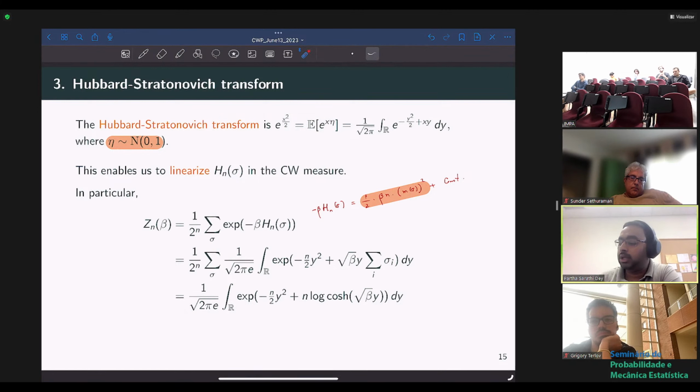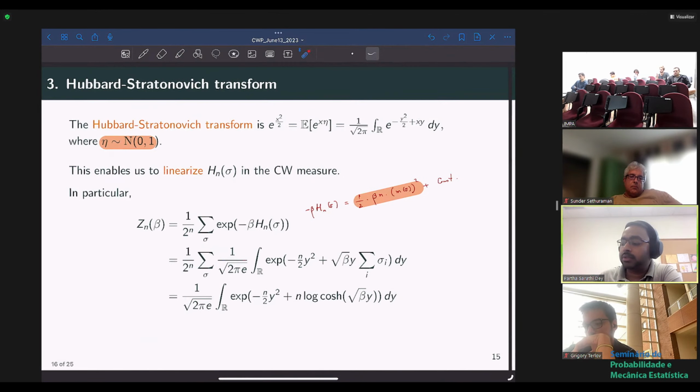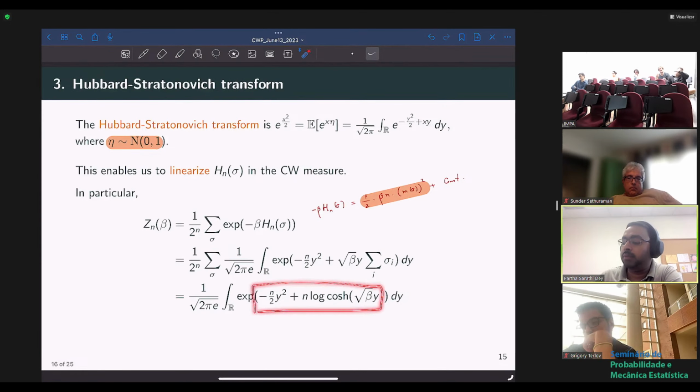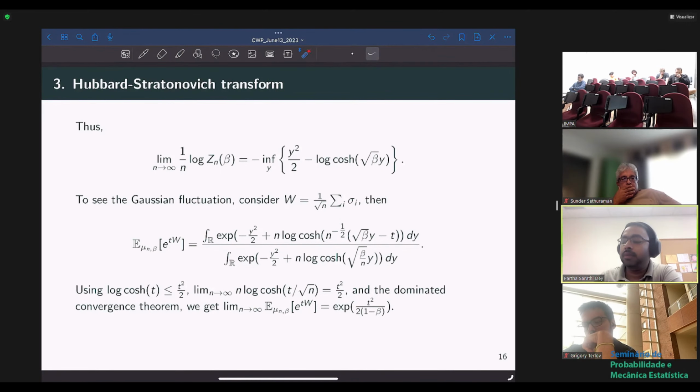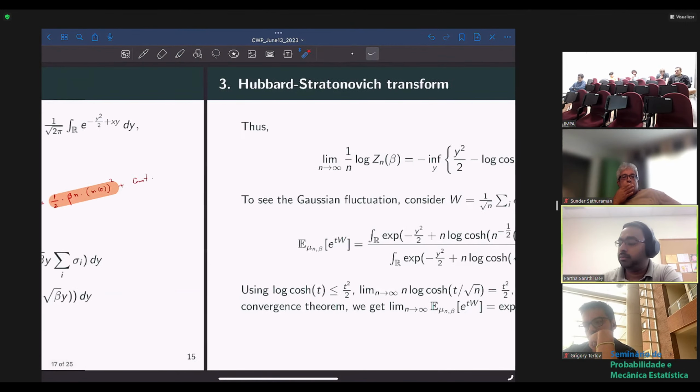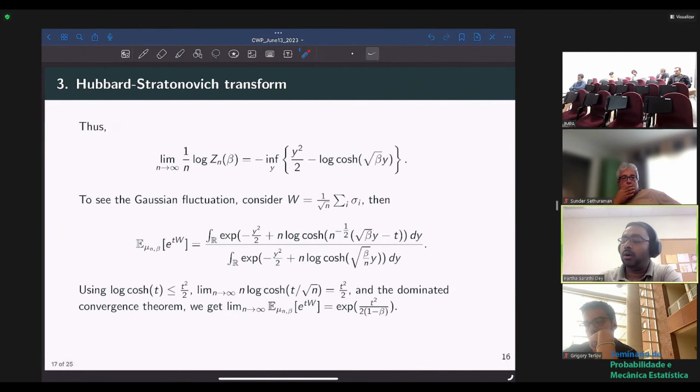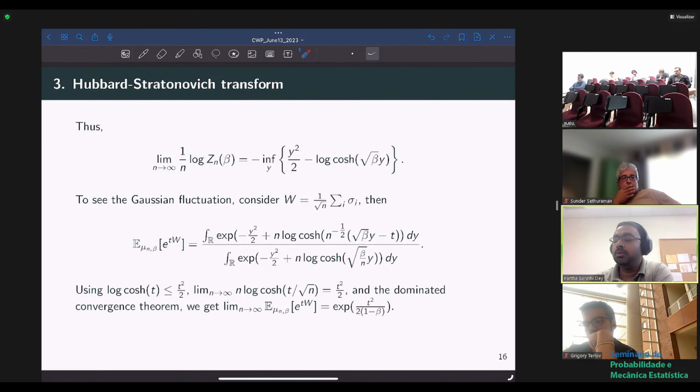So this can actually give us an explicit formula. So that's another way. And if we want to understand the behavior of the log partition function divided by n, we can use Laplace's method. And so with Laplace's method, we have to look at the maximum behavior of the inside function divided by n, because this function grows linearly with n. So in particular, the log partition function divided by n converges to the maximum of the interior over n, or minus the infimum of y squared over 2 minus the log cosh of root beta y, right?